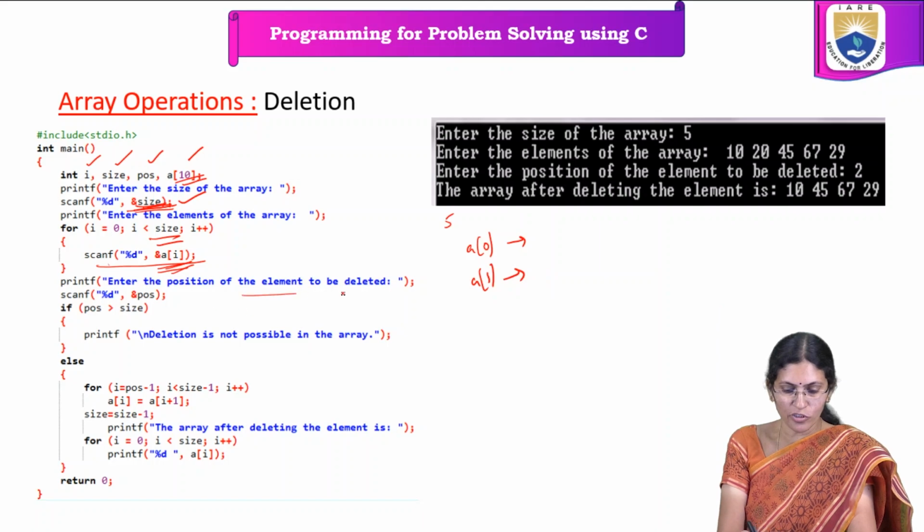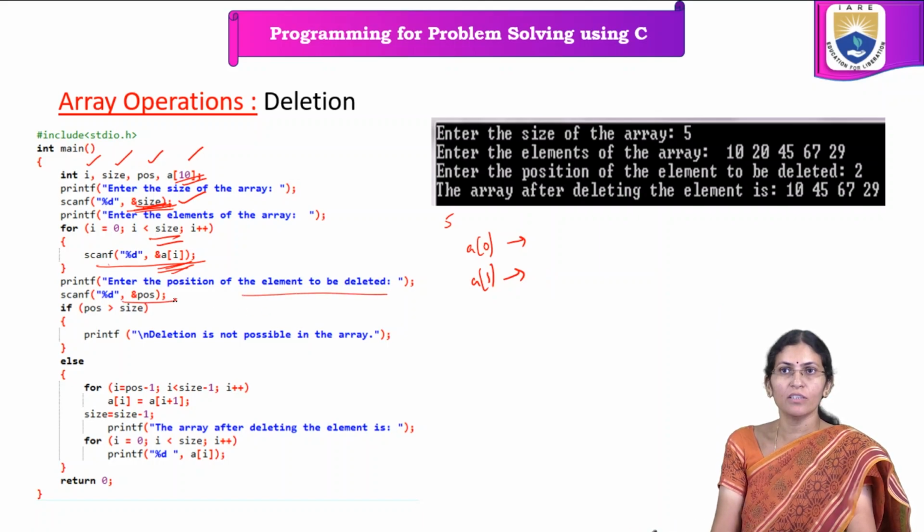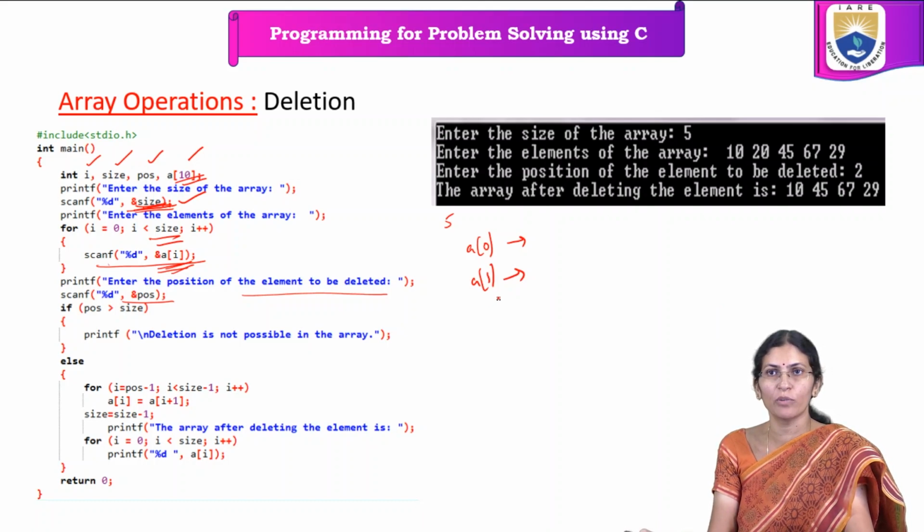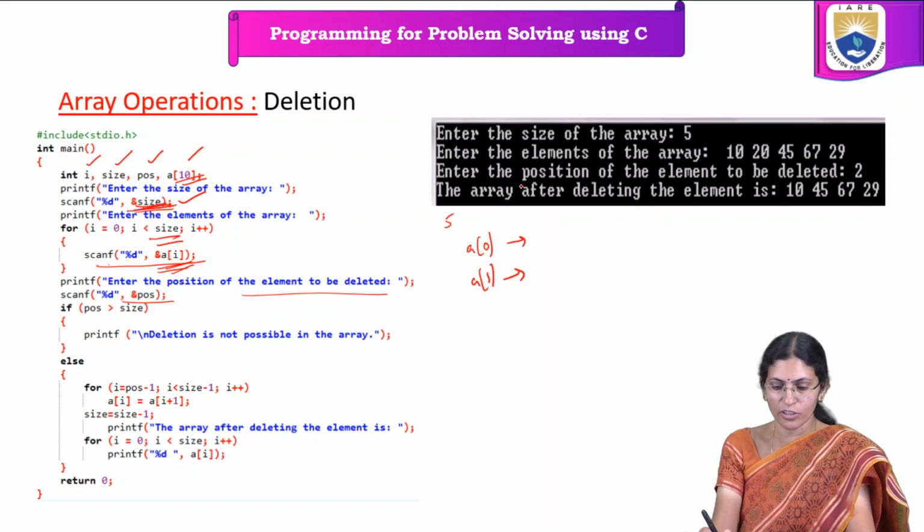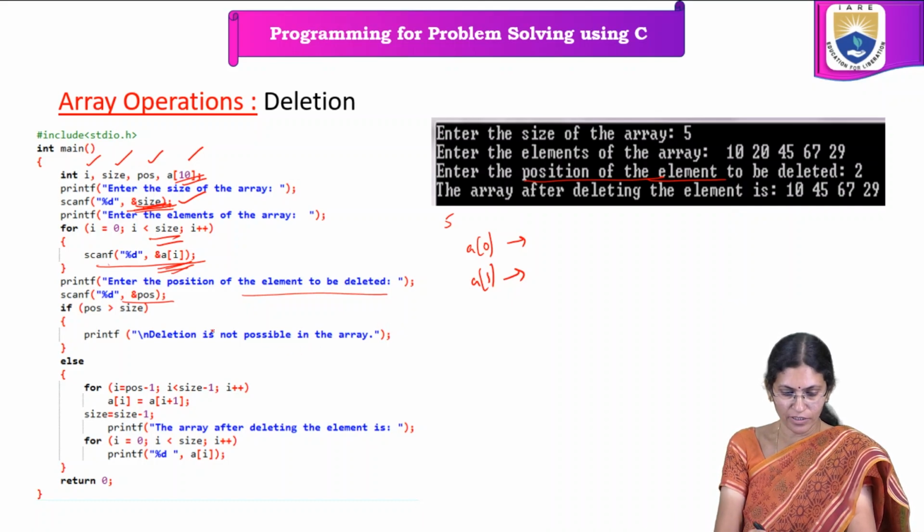Next, enter the position of the element to be deleted. For this operation, we need not specify what element is to be deleted. Just the position of the element needs to be specified, and that is more than enough. So here the user has to specify the position at which the element has to be deleted. That is given by the variable POS.